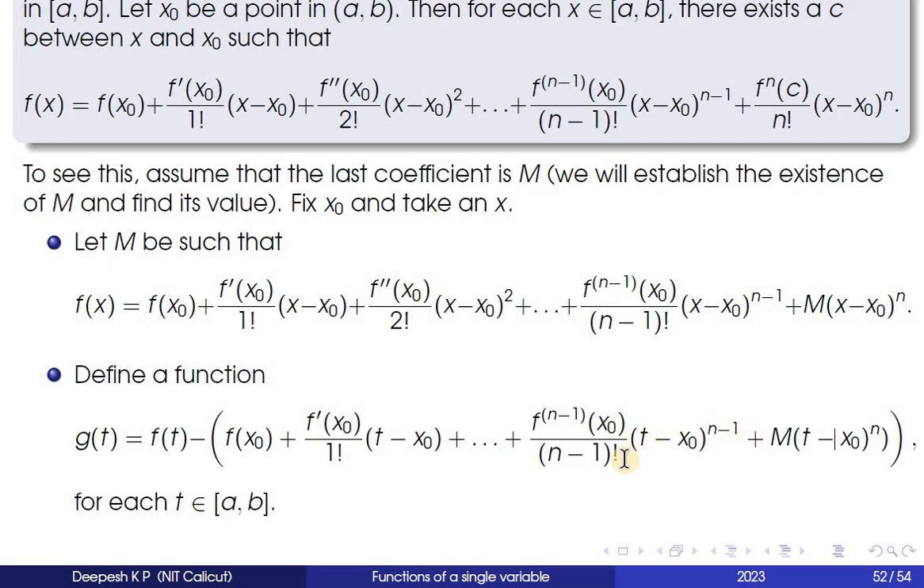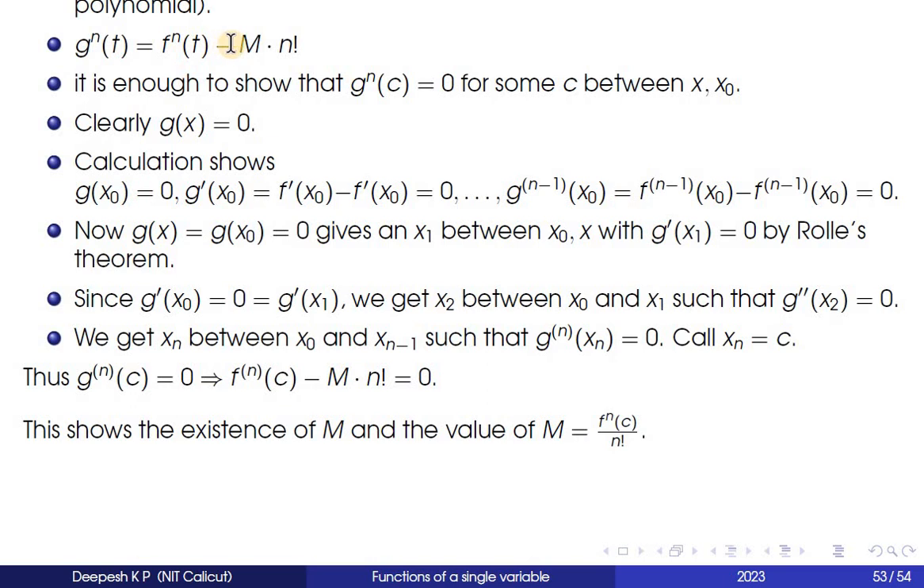So once you differentiate n times, it will vanish, but the last term will remain, and that will be just m into n into m into the derivative of this will be n into t minus x naught raised to n minus 1, which again if you differentiate you will get n into n minus 1 into n minus 2 into etc into 2 into 1. So that will give you m into n factorial. So g's nth derivative at t is going to be fn t minus m into n factorial.